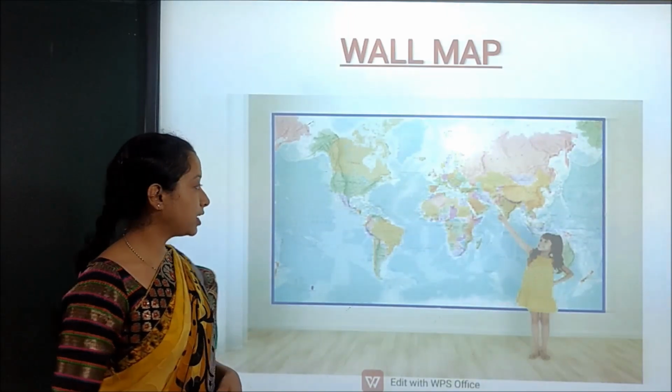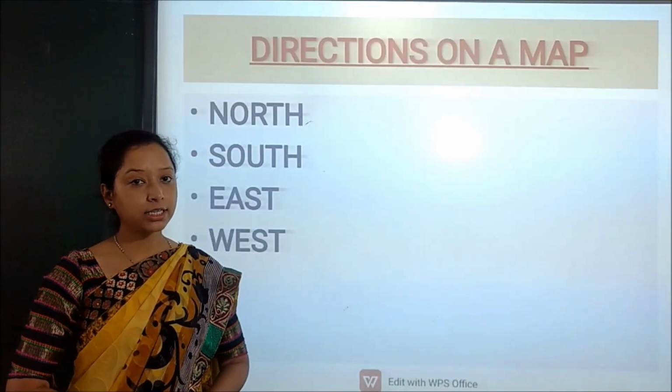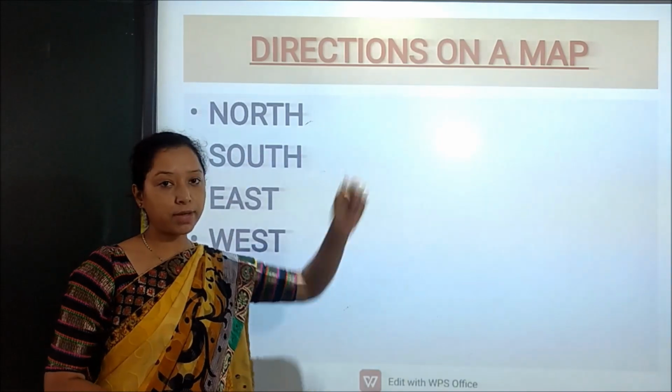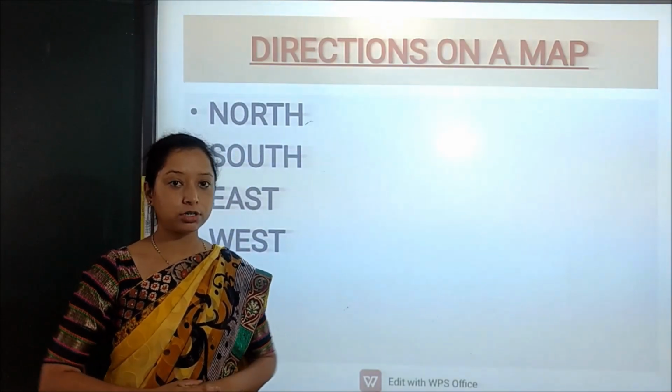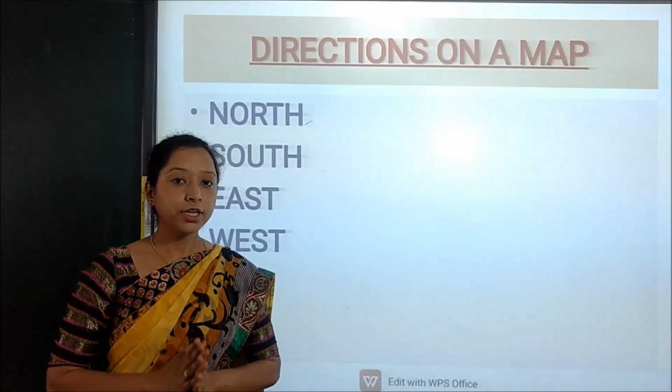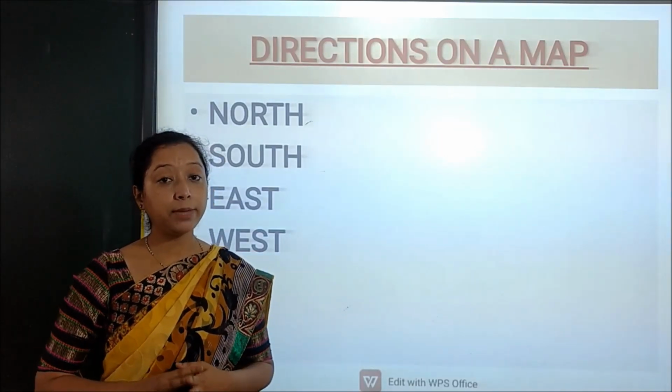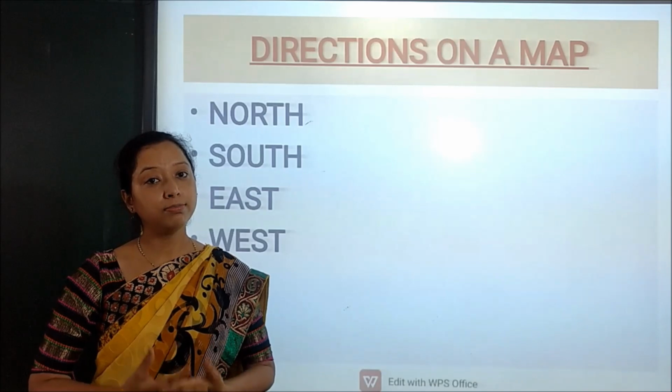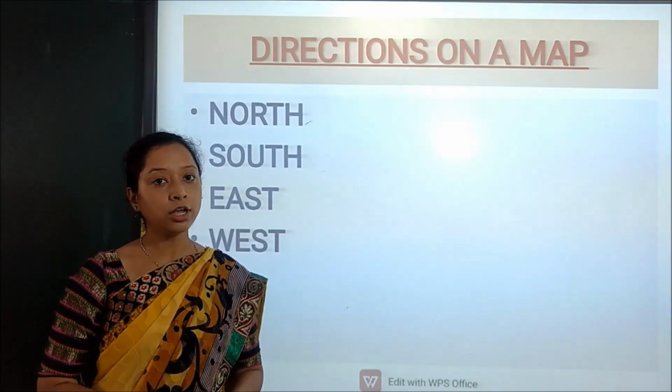So now let's see next. Now our next topic is directions on a map. Directions play a very important role in a map. If we don't know the directions, we won't be able to locate places on a map. So that is why directions are important.